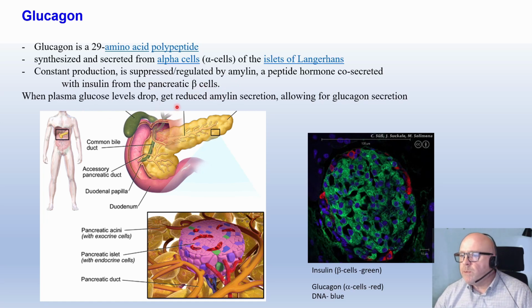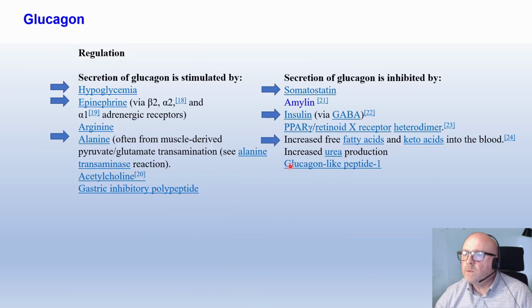When plasma glucose levels drop, you get reduced amylin secretion, reduced insulin, and then this allows for glucagon secretion. Here we see labeling of islets of Langerhans, where all the DNA is labeled with a stain in blue, and then in green we have the beta cells, and the glucagon expressing alpha cells in red. These are antibodies against glucagon or insulin, I'm not entirely sure. This is just to show you how it corresponds to these models.